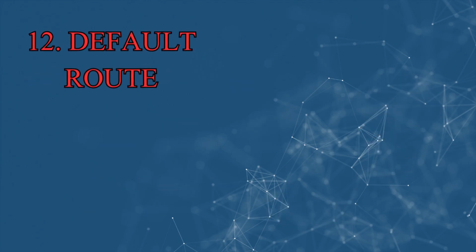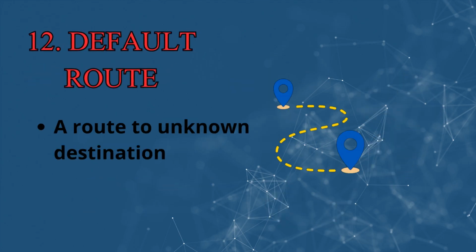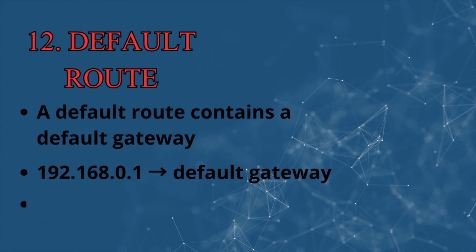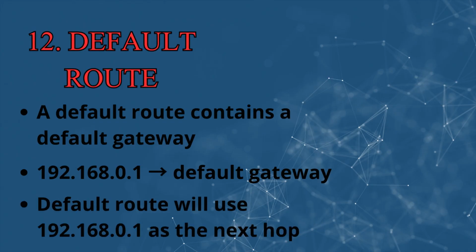Number 12. Default route. A default route is a special route configured on a router that defines where to send packets with unknown destinations. So what's the difference between default route and default gateway? A default route is the entire configuration on a router that contains a default gateway. The default gateway is a single IP address, and the default route is the routing table entry that tells the router to forward all unknown traffic to the next hop.